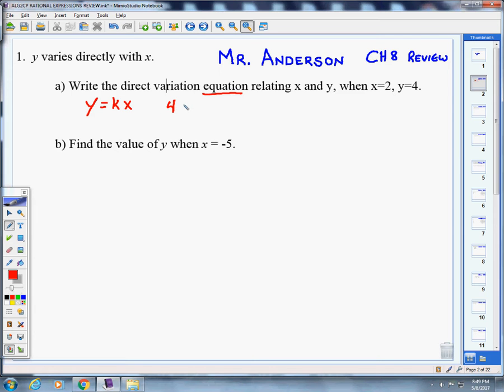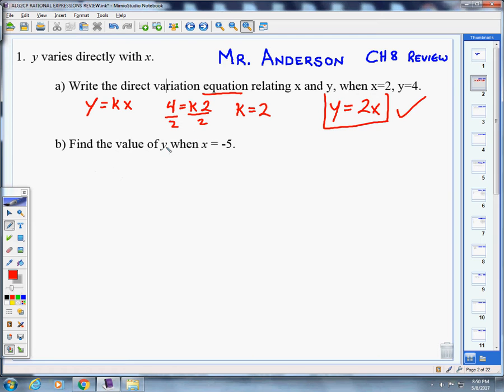Y is 4, and x is 2. Divide each side by 2, and we get that the constant is 4 divided by 2, which is 2. Plug this back into our general relationship equation, and we get y equals 2x. All right, so there is our equation.